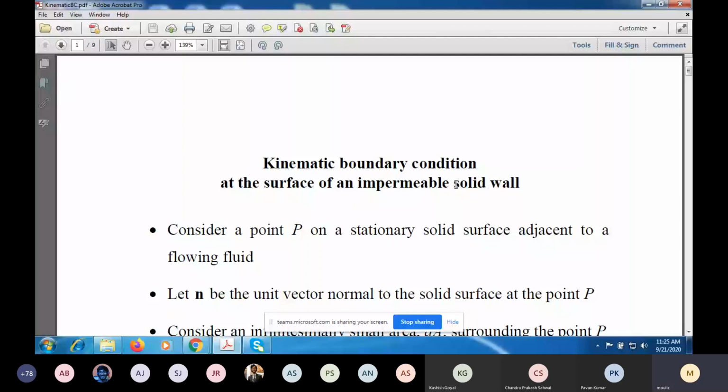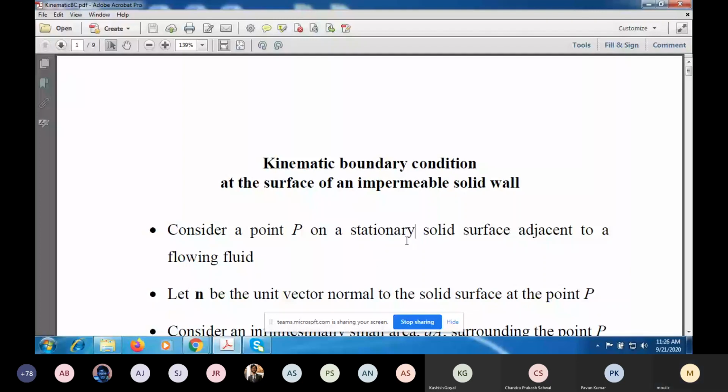Now consider a point which I will call capital P on a stationary solid surface, which is immersed in a fluid, so the fluid is flowing over the surface. I've used the term stationary because later on we look at moving surfaces. In pumps and turbines, you will have vanes or blades which will be moving. But first we need to look at the kinematic boundary condition for a stationary solid surface. The surface may be a plane surface or it could be a curved surface.